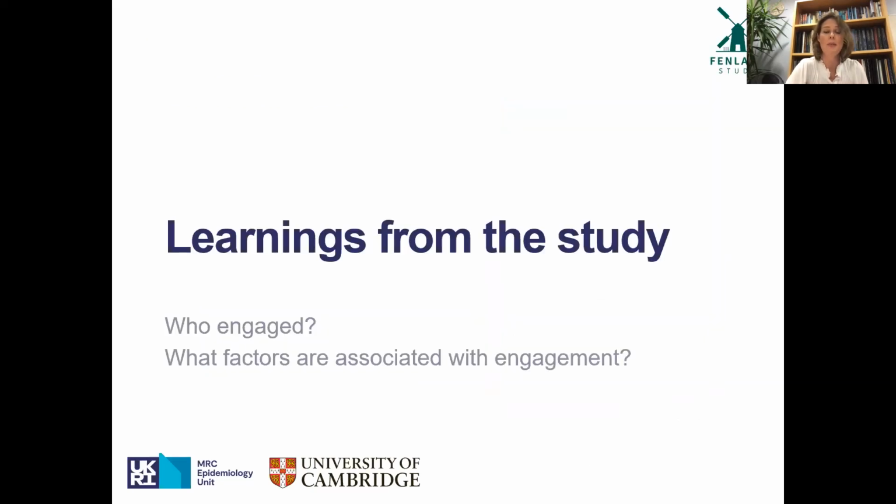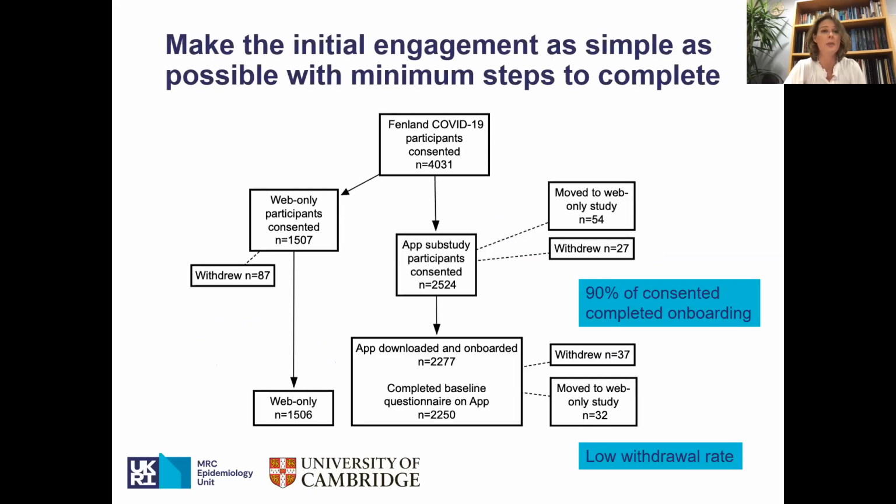So what did we learn from that? Who did engage and what factors were associated with that engagement? Well, the first point is that over the 4,000 people who consented to take part, a high proportion of them, 2,500, consented to take part in the app study. And of those, over 90% were able to download the app and onboard and get started, which was a great success if you think that this was fully remote.